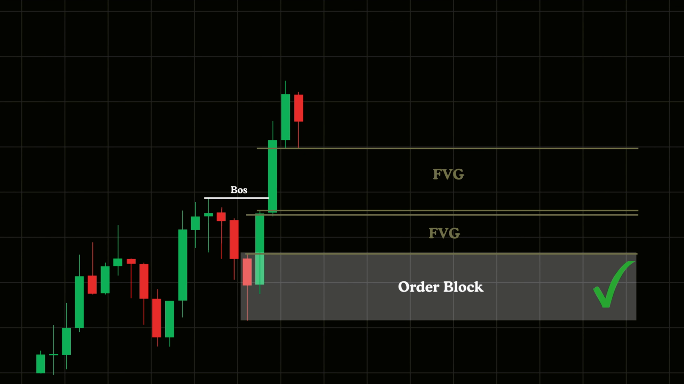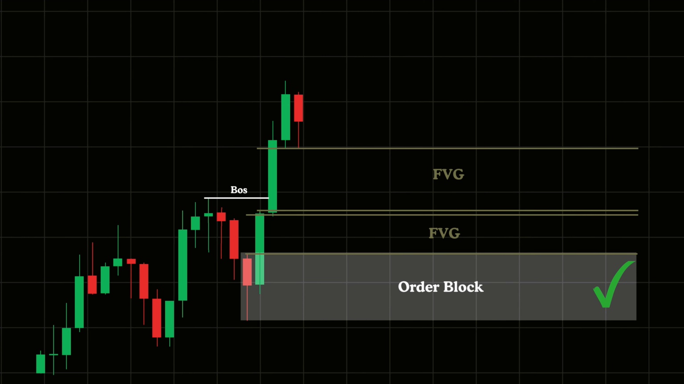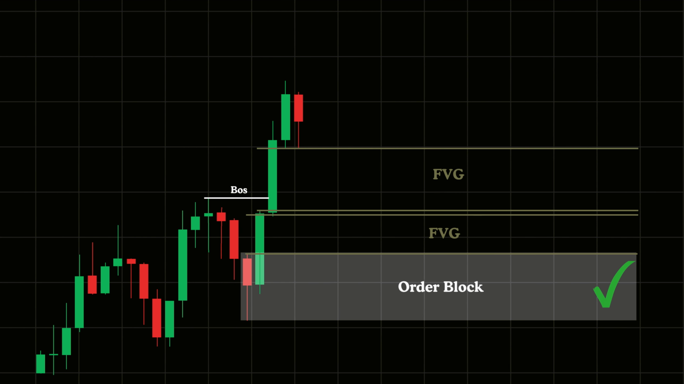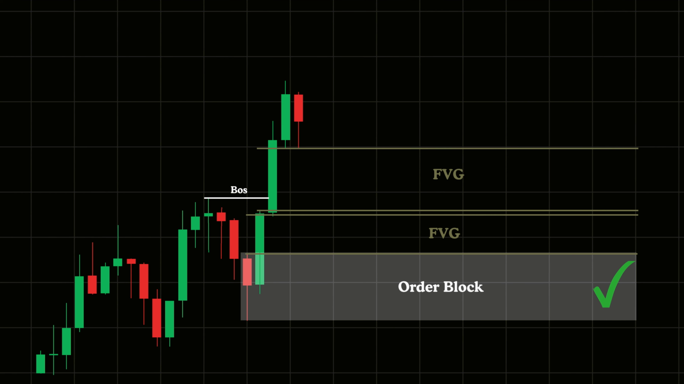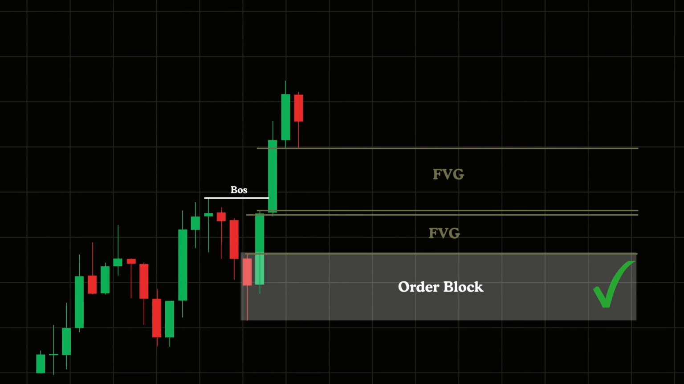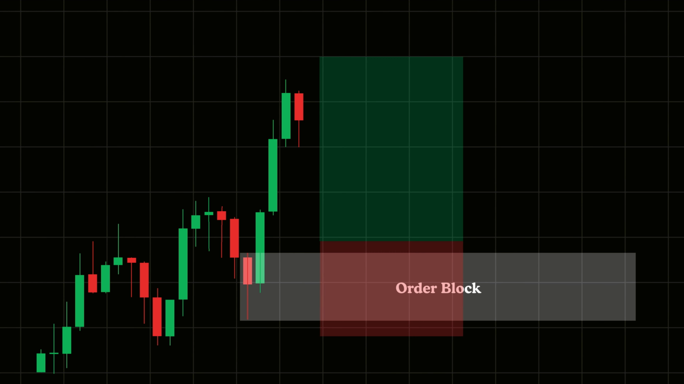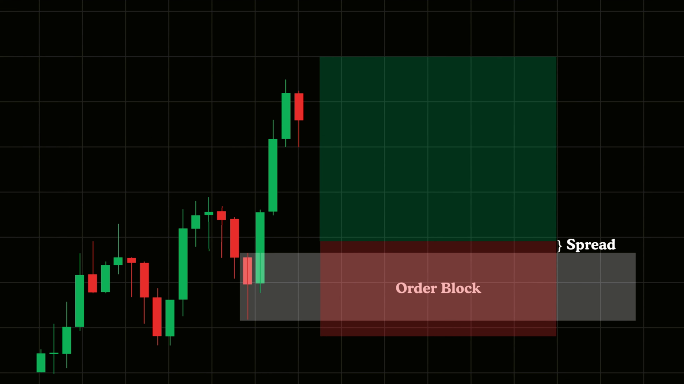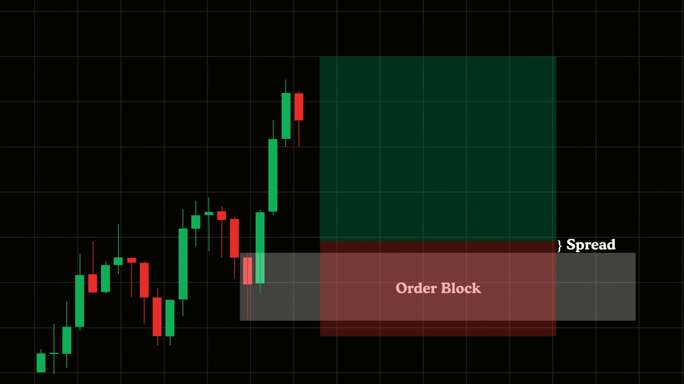Step 1 involves spotting a valid, untouched order block that has formed recently. A valid order block must clearly show inefficiency, marked by fair value gaps between candle wicks, and must coincide with a market structure break. Next, we place a buy order slightly above the order block zone, roughly the size of the spread, and set our stop loss just beneath the nearest swing low.